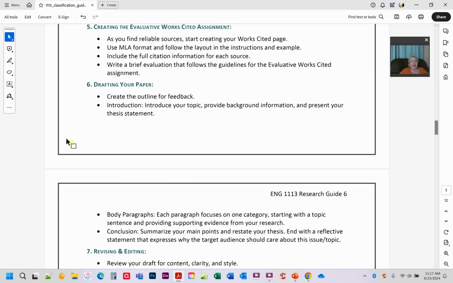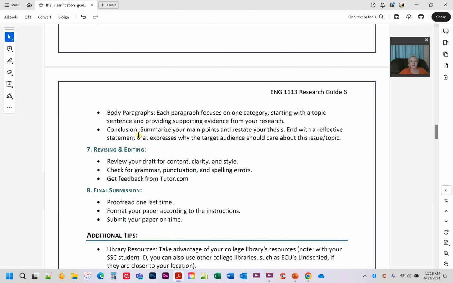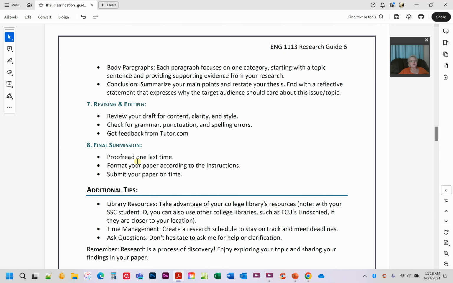And again, we're not doing anything different in terms of the basic structure of the paper. Introduction, 3 body paragraphs, conclusion. Those different parts in your essay are going to be the same. The only thing different is our mode of organizing our information is now classification and division. That's chapter 12 in your textbook. You can read about it there to get more information on that. But again, you're just picking the categories that something falls into. I've got another video about doing the essay itself, and I'll talk a little bit more about that in there. Of course, then you're going to revise and edit, get that feedback from tutor.com, and you're going to submit it. So that's basically your research process.